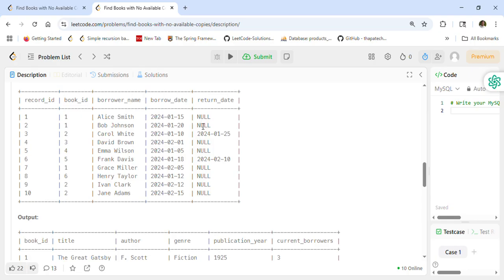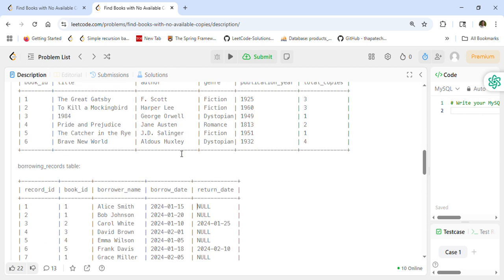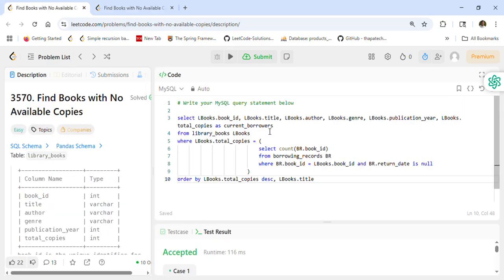So now if you know both counts, I know that the book has only 3 copies and I know that 3 people have borrowed the book. So it means that 3 copies are gone. So I can easily find out all those books, right? So that is the basic intuition and idea to write down this SQL query. The SQL query is pretty straightforward once you understand that.